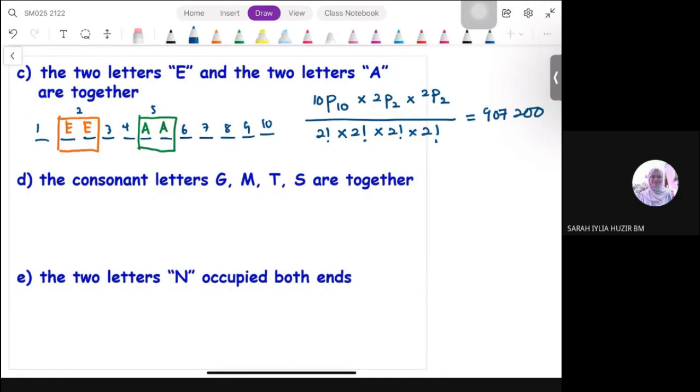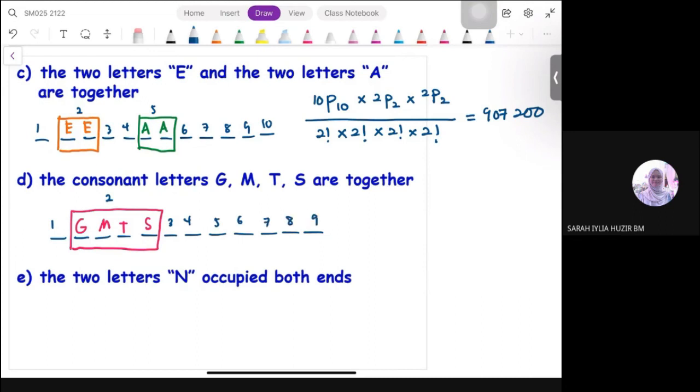Next situation. So, the consonants G, M, T, S are together. Okay, lain pula syarat kita. These four letters must be together. Saya buat juga, kita ada 12 spaces. Okay, of these four spaces, G, M, T, S must be together. Okay, so we have G, M, T, S. Saya ikat dia sebagai satu arrangement. So now how many arrangements left? We have 1, 2, 3, 4, 5, 6, 7, 8, 9. Kita ada 9 options left that we have to rearrange.